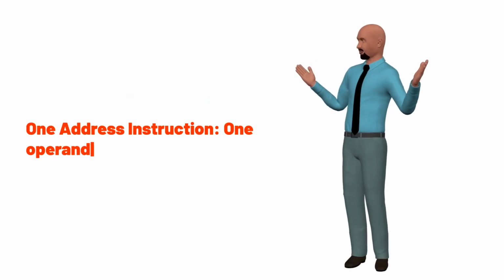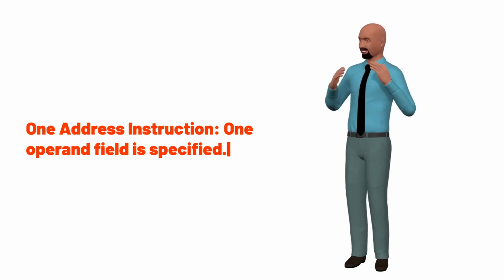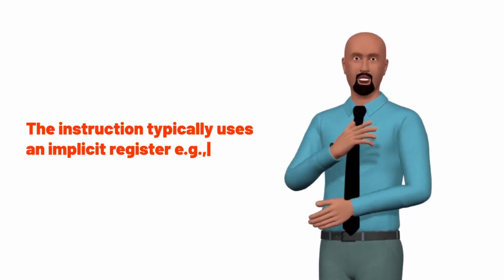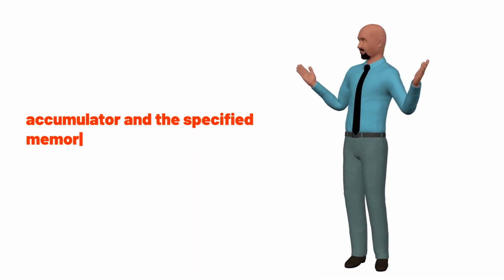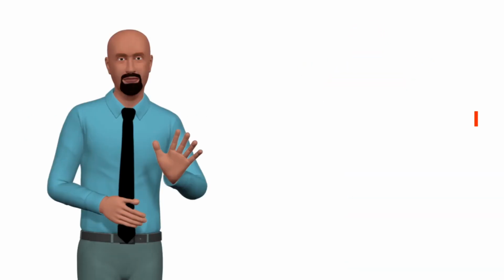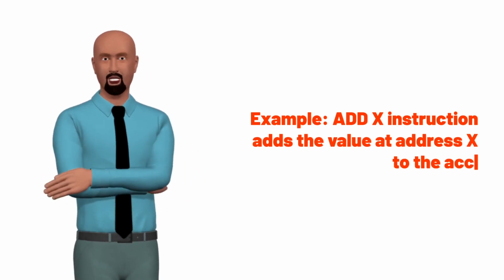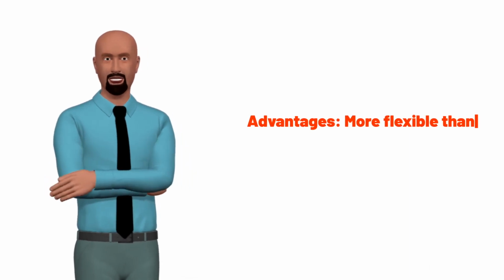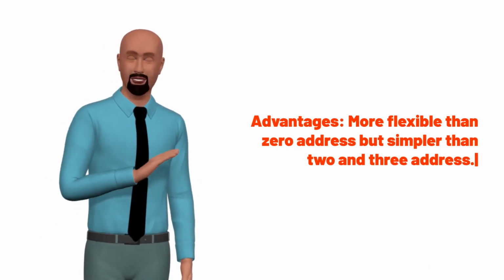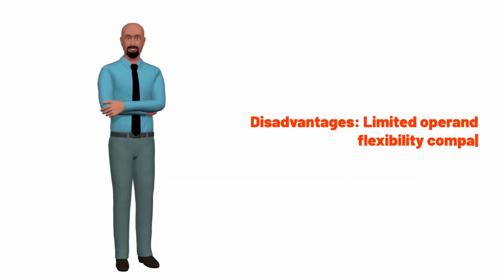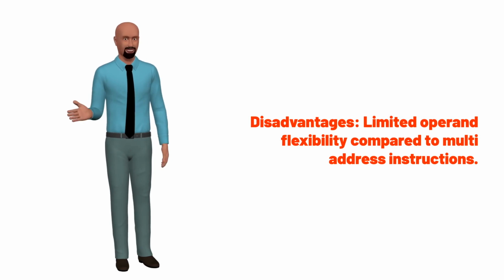One address instruction, one operand field is specified. The instruction typically uses an implicit register, for example, accumulator, and the specified memory location or register for the operation. Example: add X instruction adds the value at address X to the accumulator. Advantages: more flexible than zero address but simpler than 2 and 3 address. Disadvantages: limited operand flexibility compared to multi-address instructions.